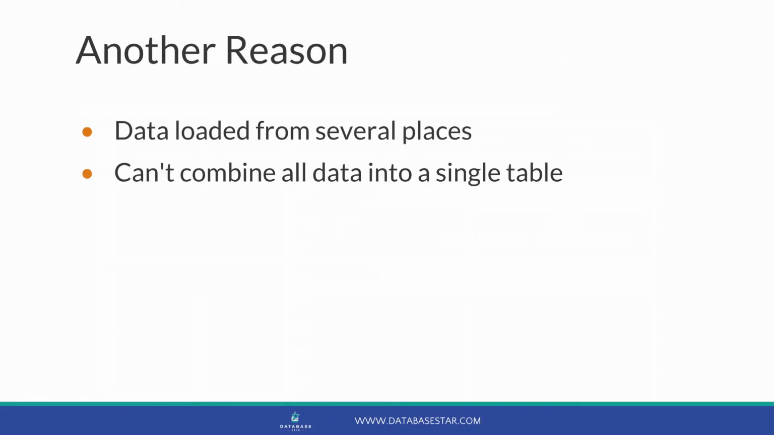Another reason for using a one-to-one relationship in a database is if your data is being loaded from different places. Sometimes you'll be creating a database and you'll use data that's available in a different schema or a different database altogether. You may not have the ability to combine all data into a single table, but you can use one table for the data you control and another table for the data coming from the other database or schema.